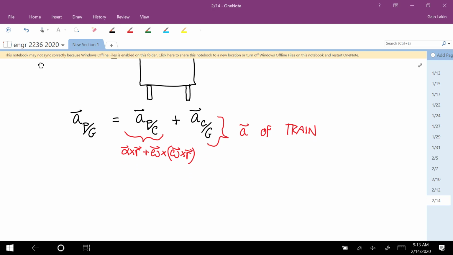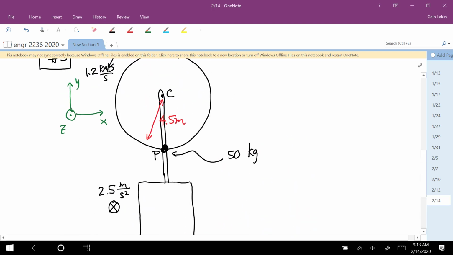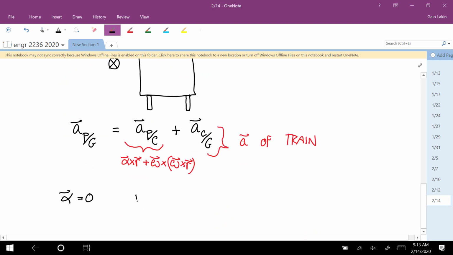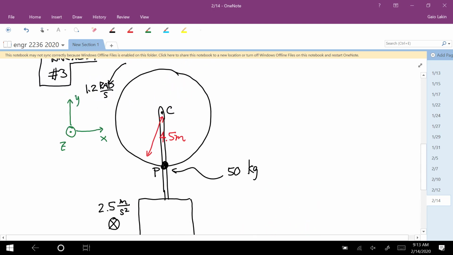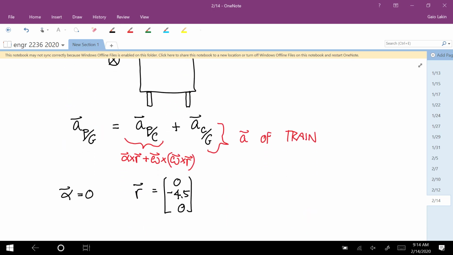So now we can do this in parts. The angular acceleration, it says that it's moving with a constant angular velocity, so this is 0. The r vector, so we're talking about a circular motion from the point C to P, so that's 4.5 meters in the negative y direction. And omega, like you said, omega using the right-hand rule is in the positive z direction with a magnitude of 1.2.